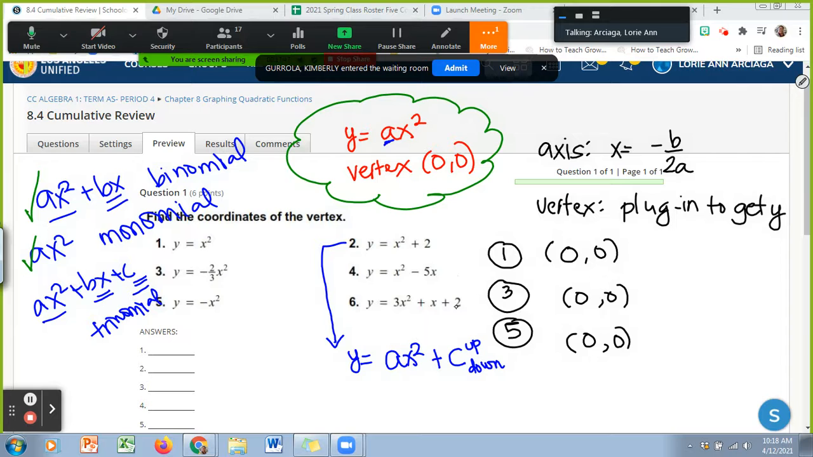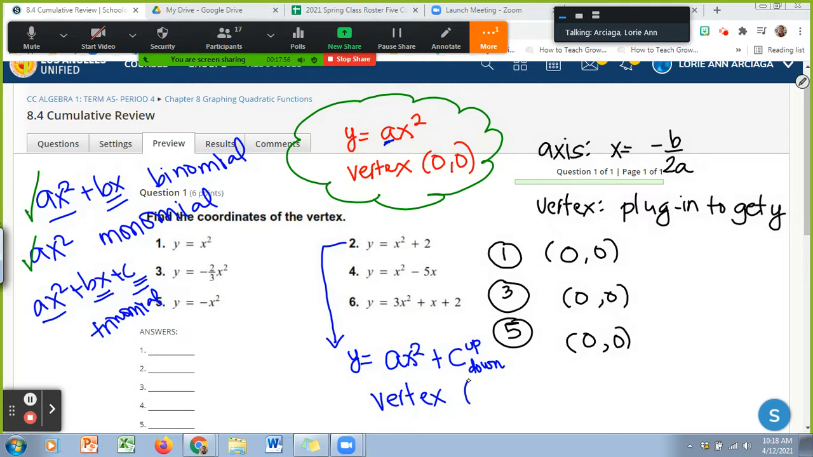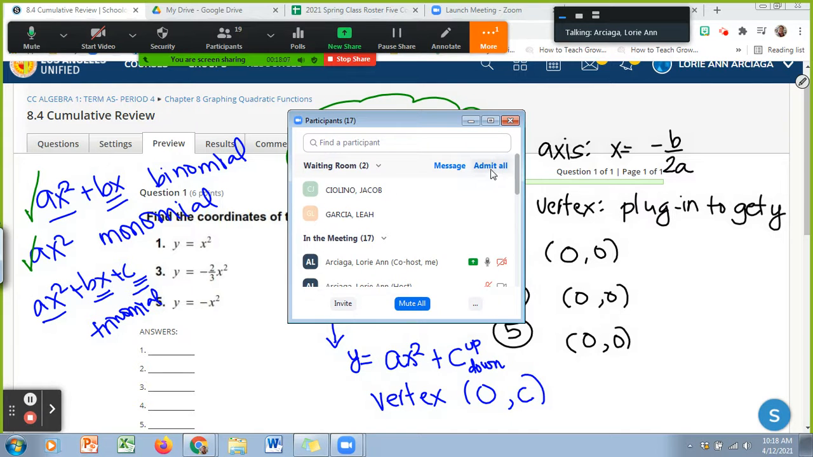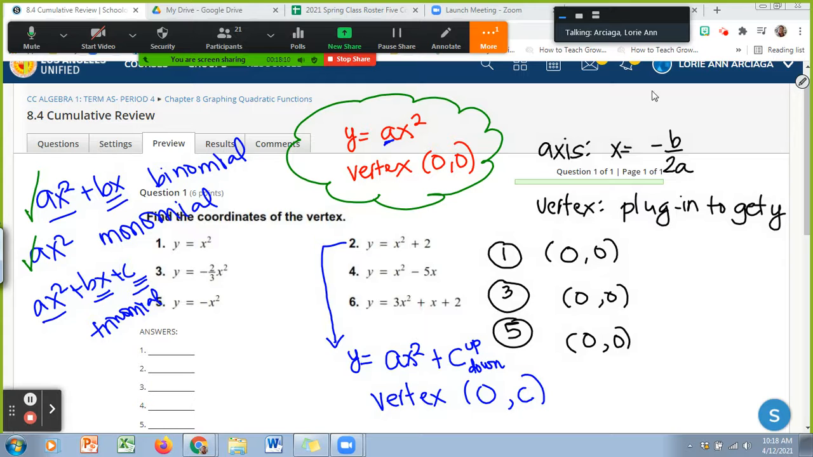Up or down, right? If it's positive, it goes up. If it's negative, it goes down. So the vertex for a function that looks like this is always 0, comma c. So what are you going to answer for number 2? The x value is always 0 and the y value is always the value of c. So can you tell me what you're going to answer for number 2? What will be your answer for number 2? The x value is always 0, and then what is the y value? What is the y value? Look at your function.